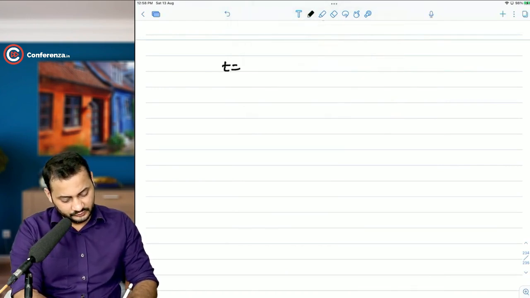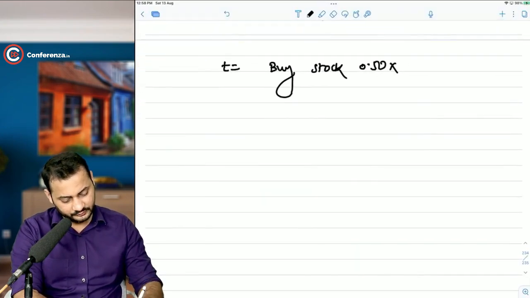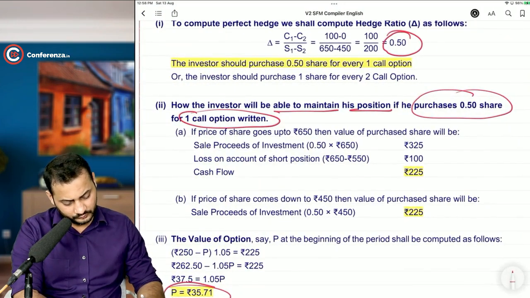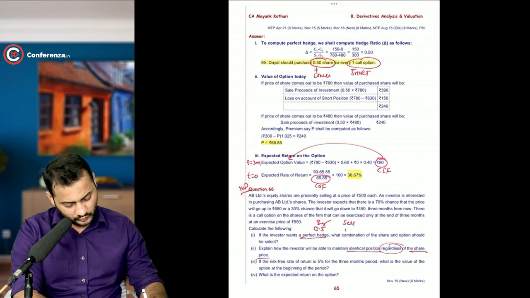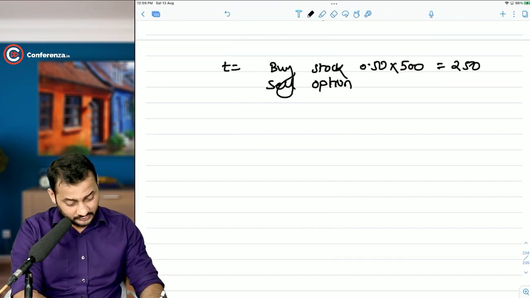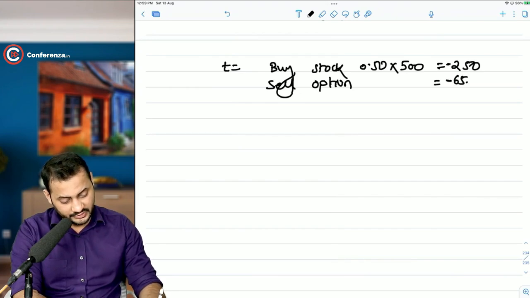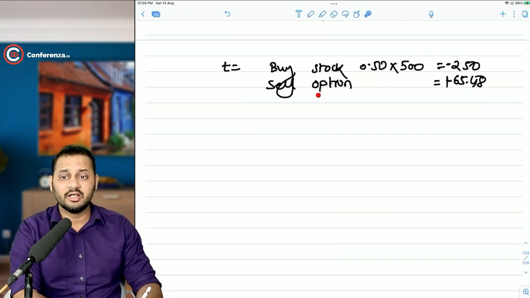At time 0, buy stock 0.50 into the current stock price, which is 500. Current spot price is 500, and you sell the option, that's 250. You will have to pay 250 and you will receive 65.48. Why will you receive 65.48? Why will you receive the premium? Because you are the seller of the option.